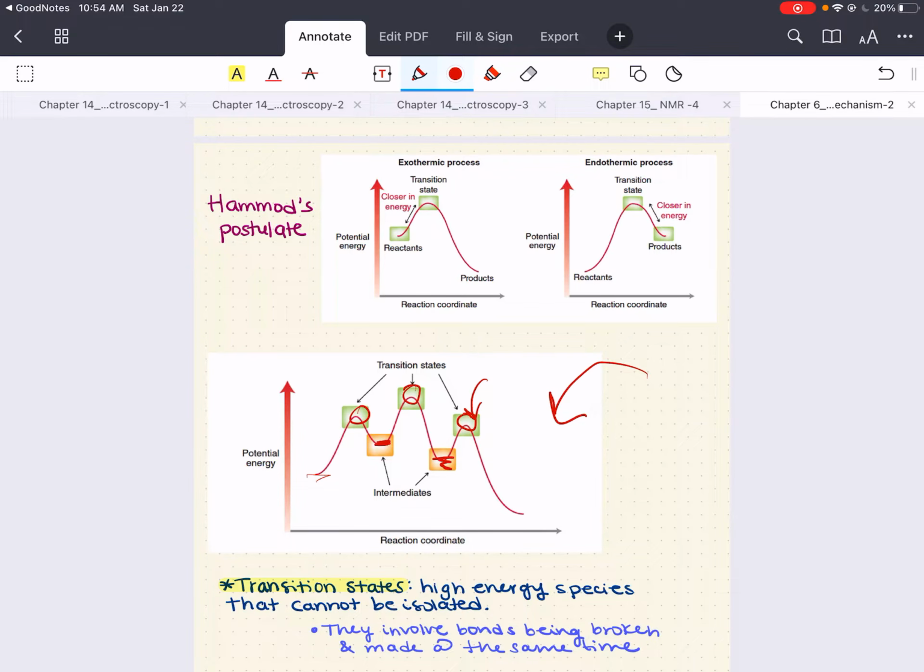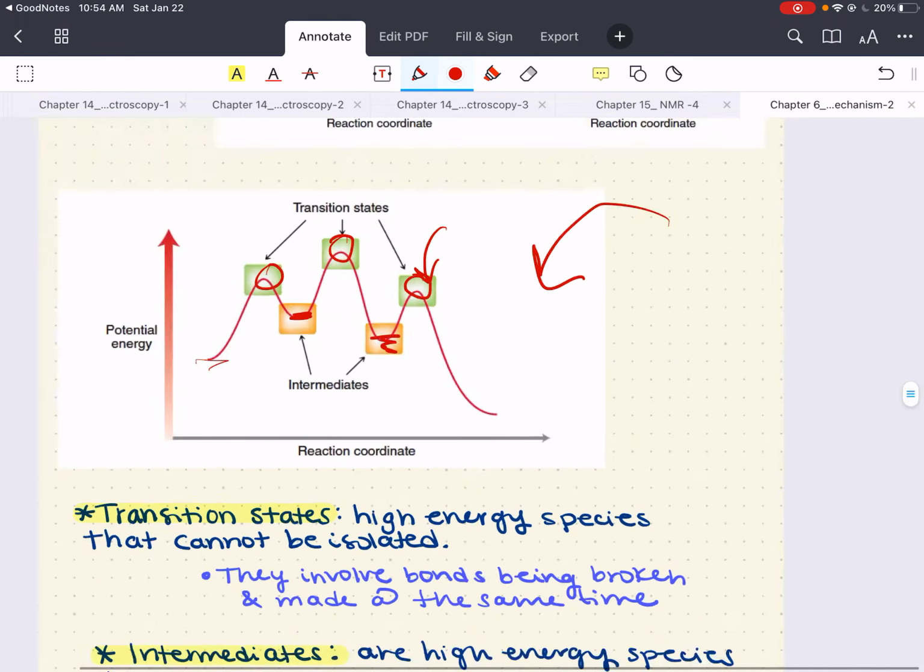Now, something that is also important to keep in mind is that we can get from our energy diagrams whether a reaction is endothermic or exothermic. And Hammond's postulate really helps with that. It states that a transition state will be closer in energy to the starting material in an exothermic reaction.